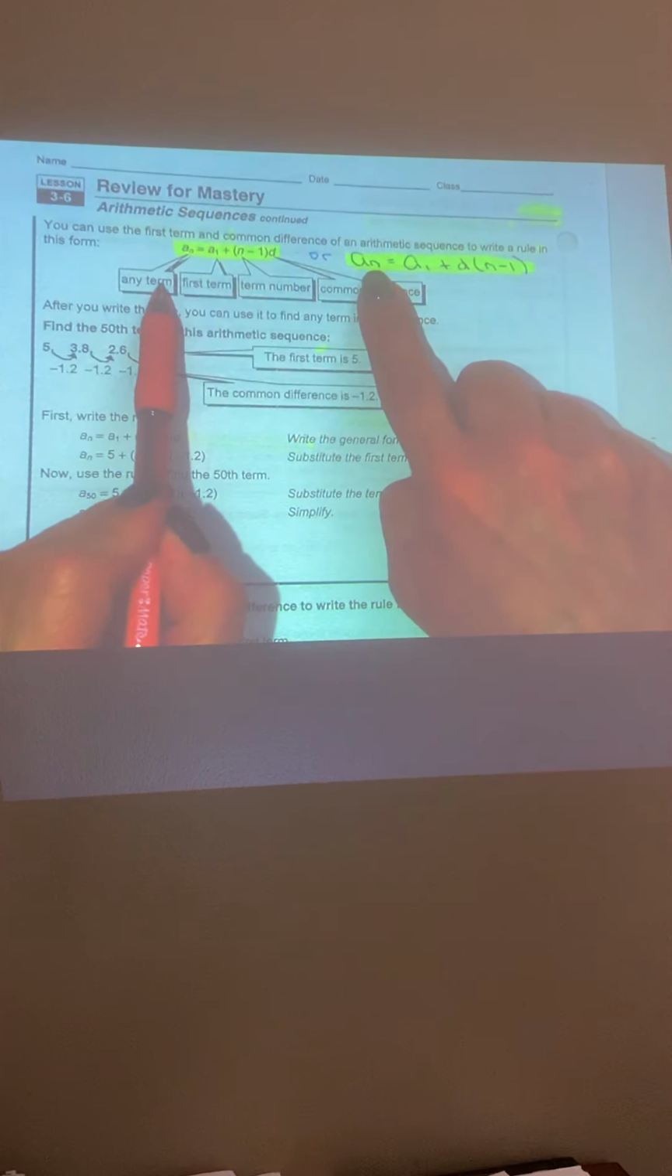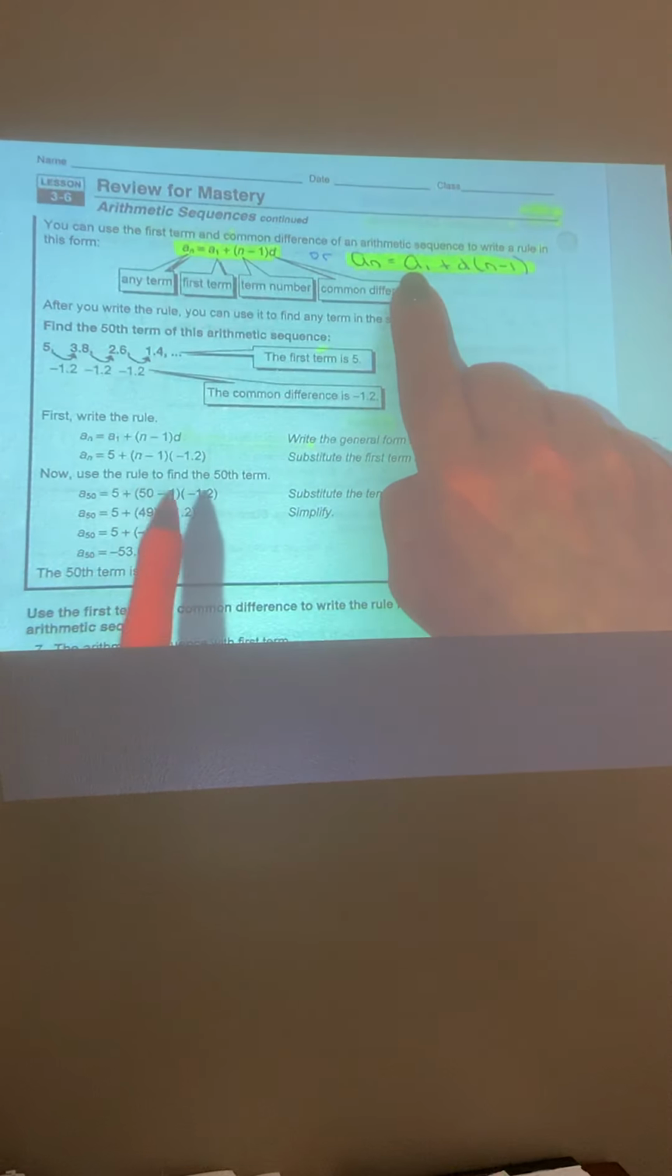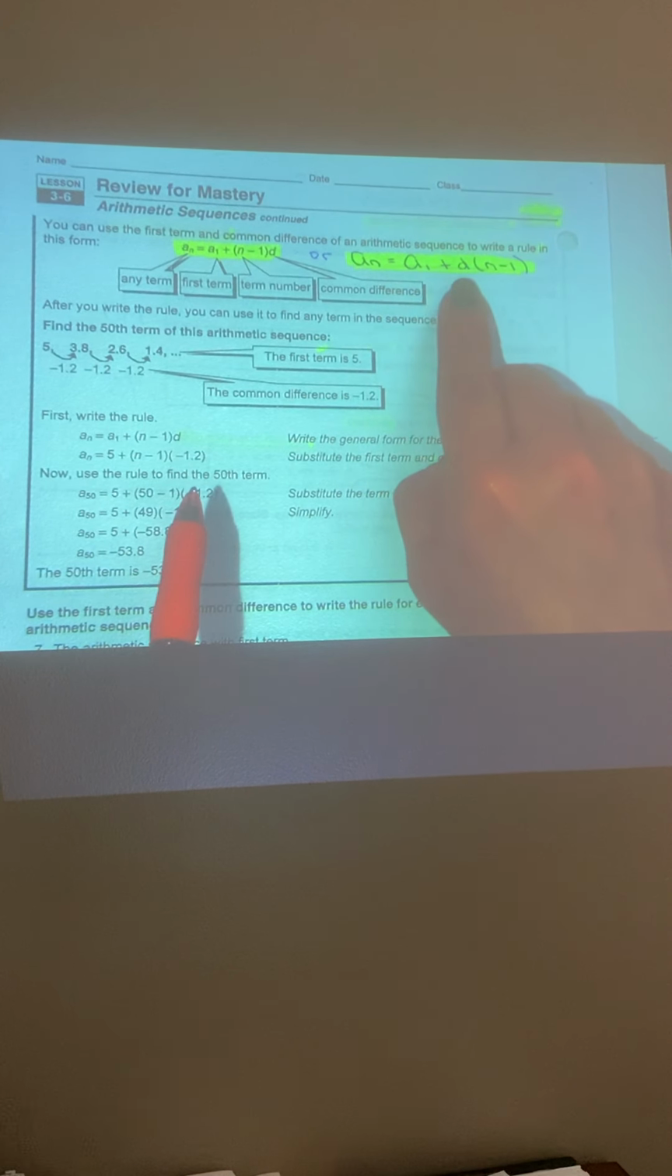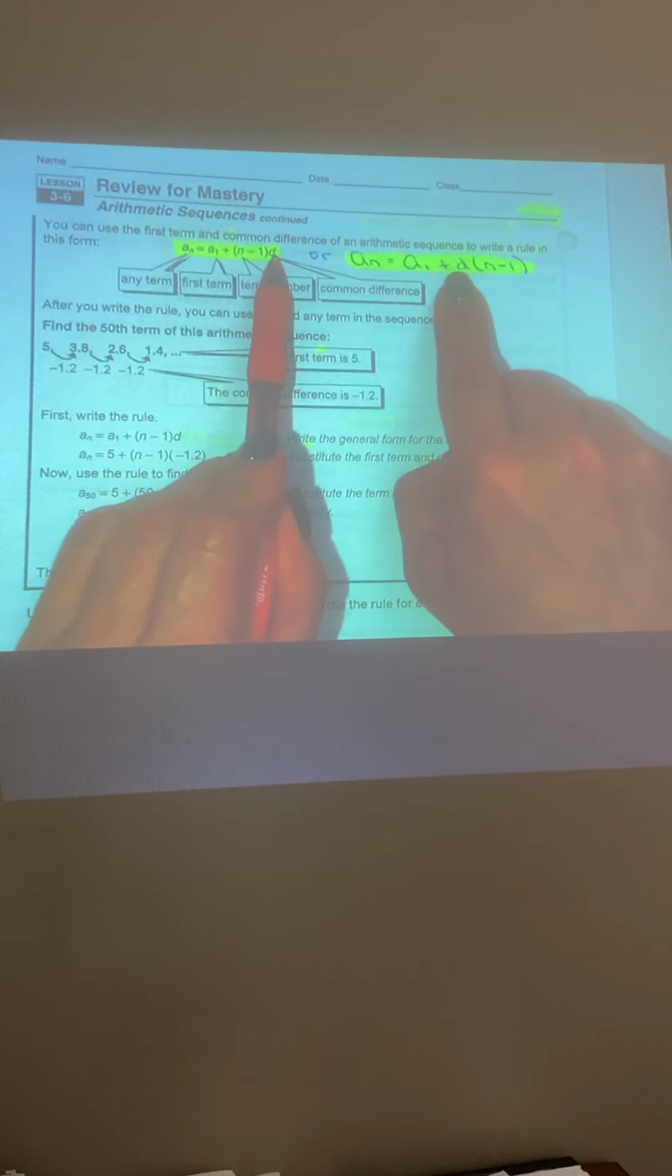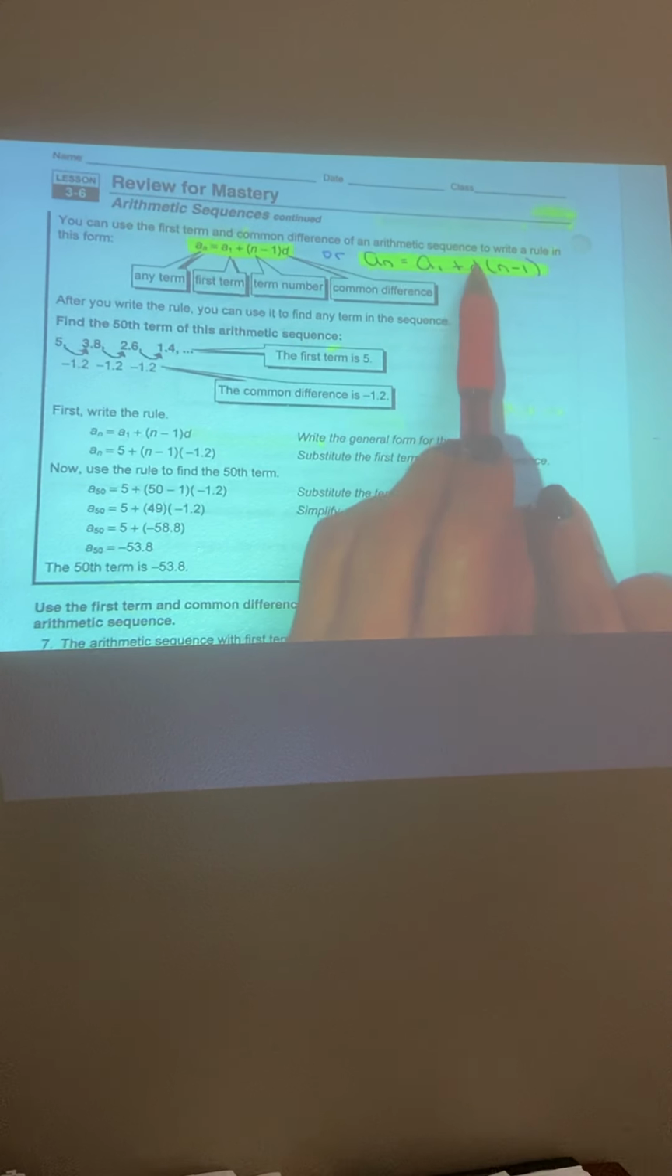A sub n stands for the term that we're looking for. A sub 1 stands for the first term. D stands for the common difference times n minus 1. See, they have d at the end. I like putting d at the front, but it means the same thing. So I'm going to use this way.